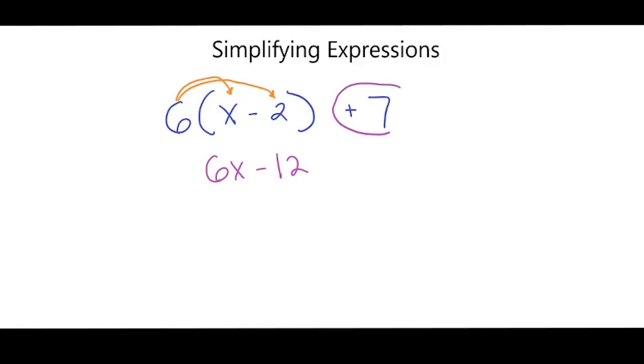Well, we also have this plus 7 over here. That 6 does not affect the plus 7 because the 7 is not in the parentheses. So I just bring down the plus 7. All right, so right off the bat, I notice that all of my like terms are together because I have a negative 12 and a positive 7 here. So I don't need to circle my term and sign. So I'll bring down the 6x because there are no other x terms. Now I have negative 12 plus 7. So negative 12 plus 7 is negative 5. So my final answer is 6x minus 5.